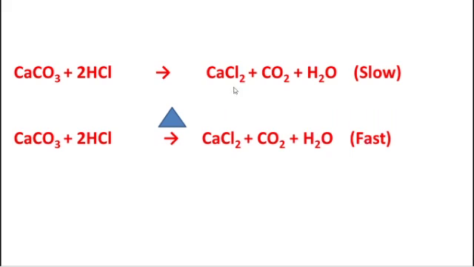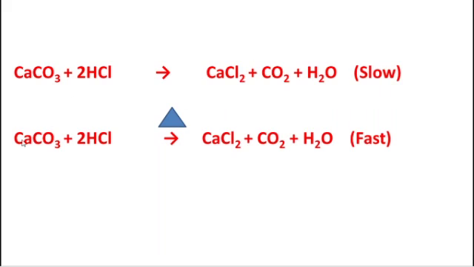How is it possible? Calcium carbonate reacts with hydrochloric acid at room temperature, so a small amount of carbon dioxide is liberated. The product is CaCl2, calcium chloride. Carbon dioxide is also formed. This is a slow reaction, so carbon dioxide gas is liberated slowly.